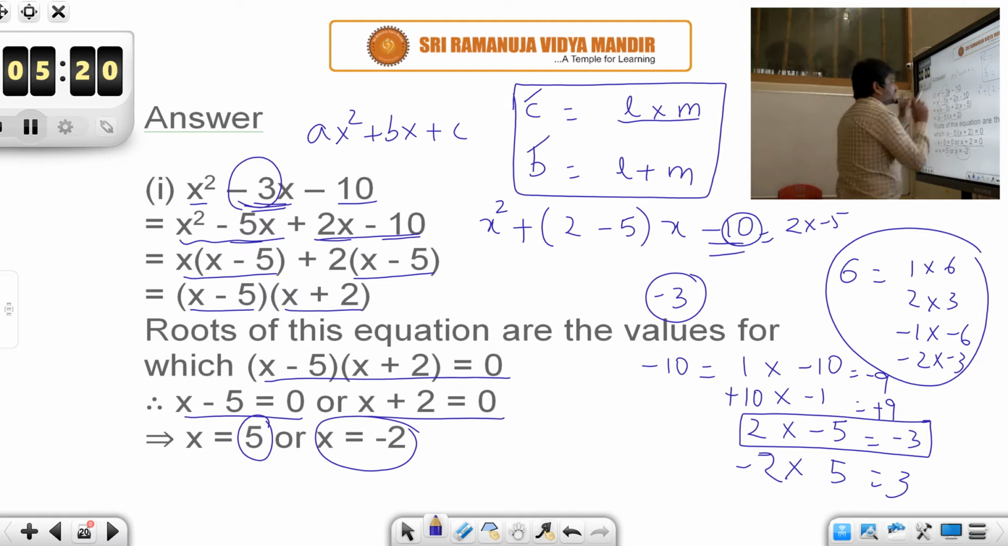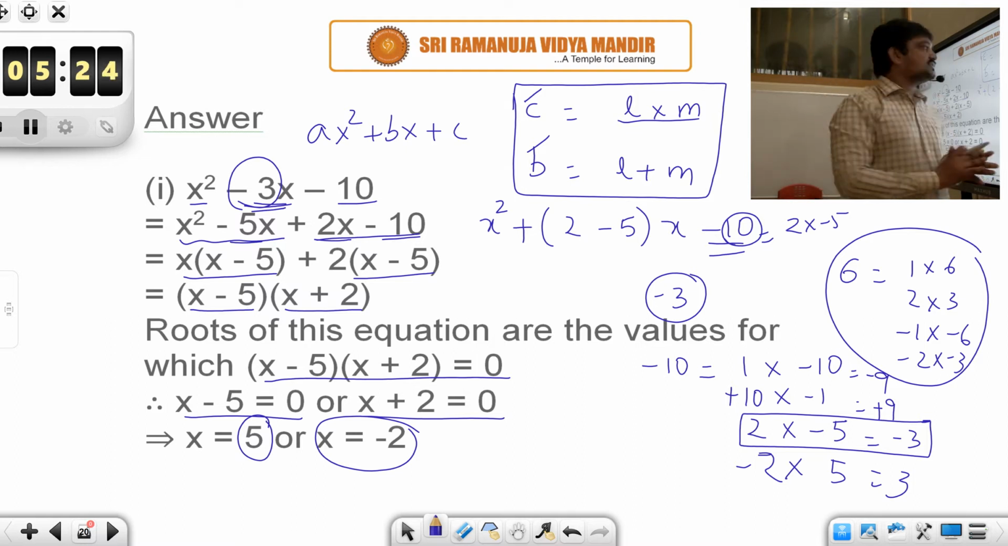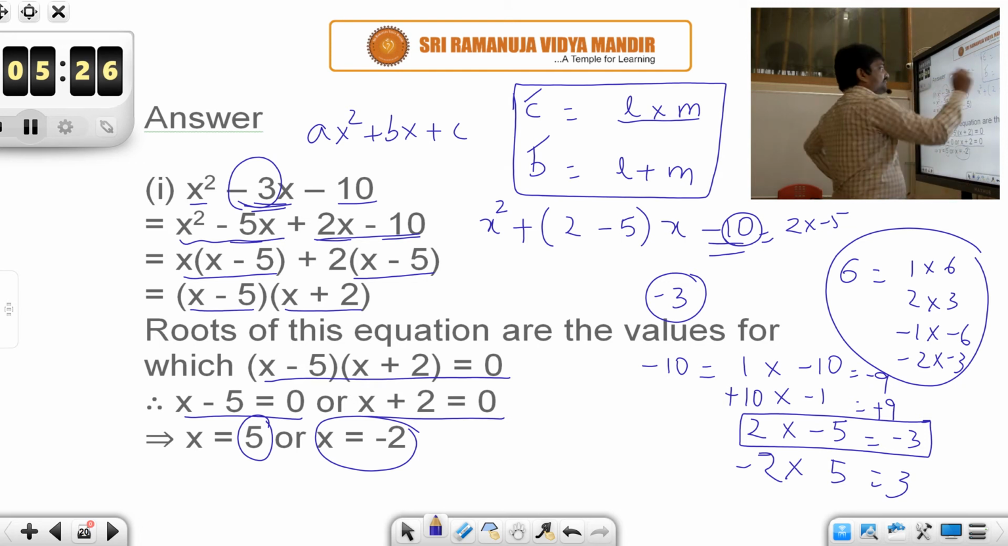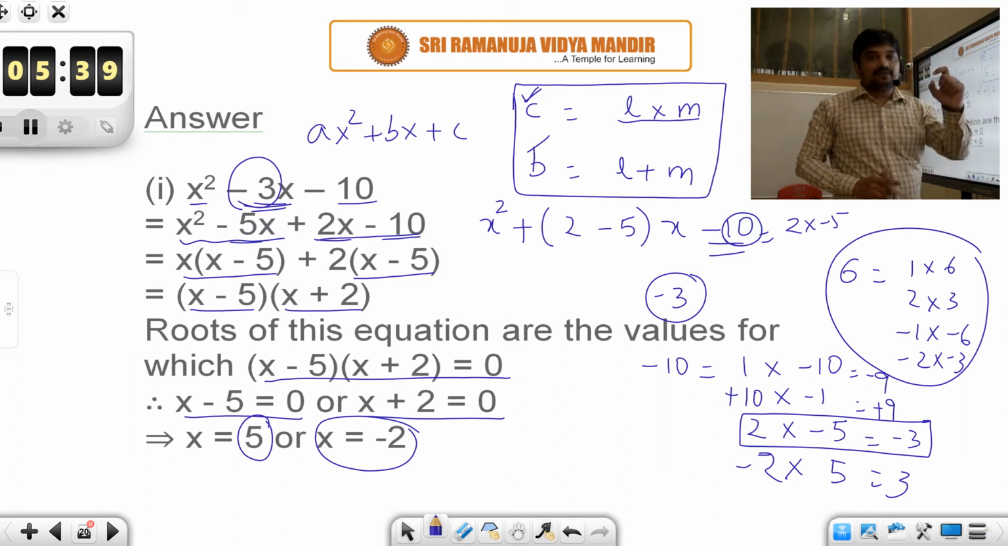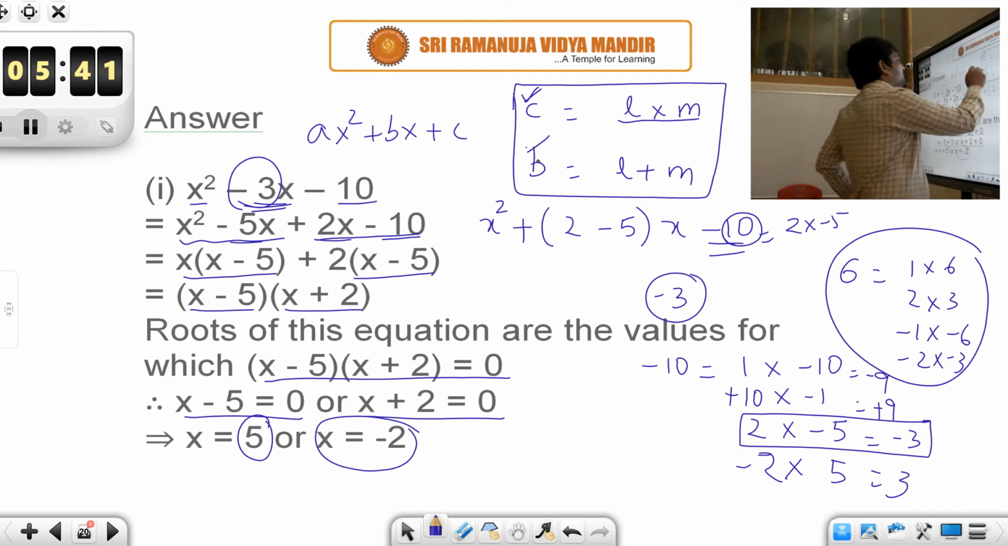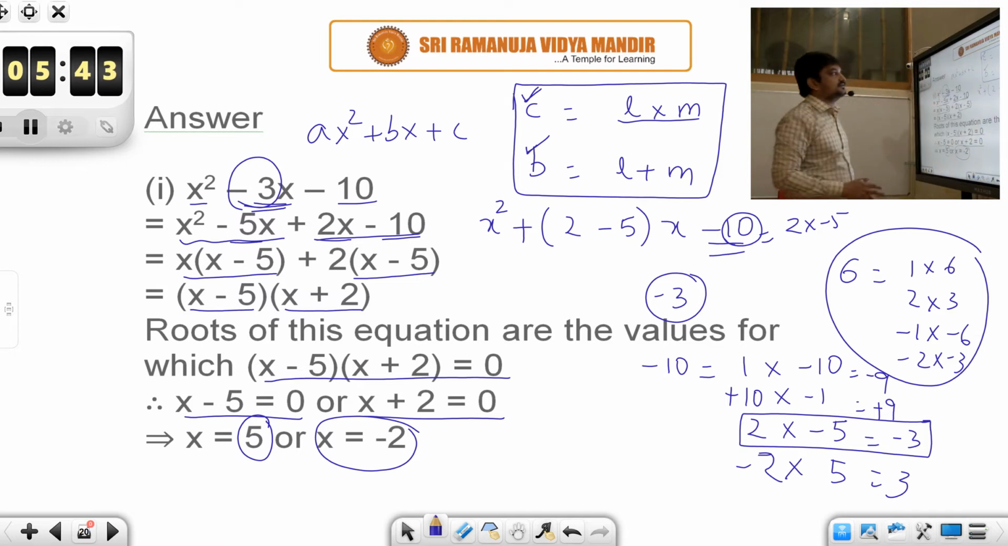So how to identify these numbers? That is a very important concept. Look at the values of C and B. C you should express as a product of two numbers, and then choose the pair of numbers whose sum gives you the value of B. This is very important for the factorization method.